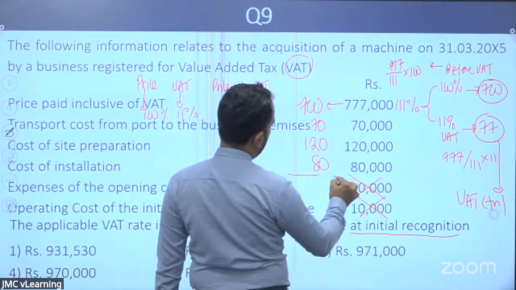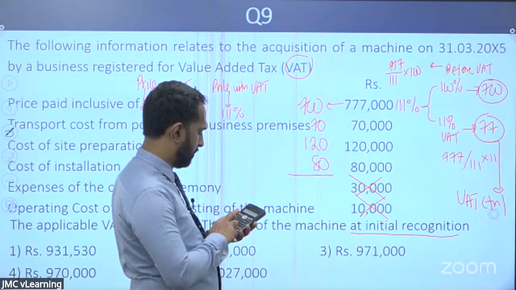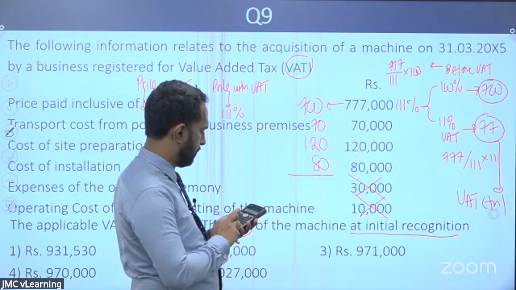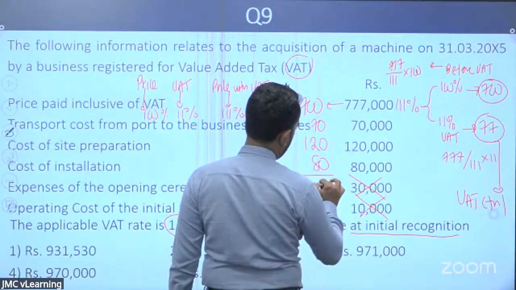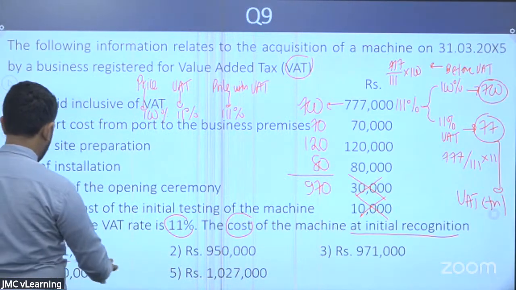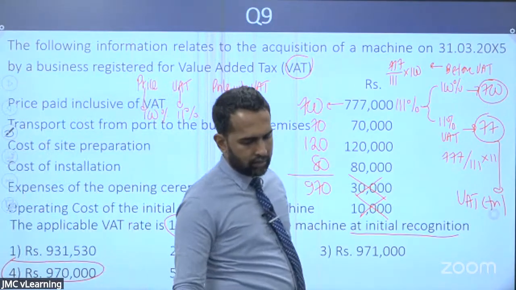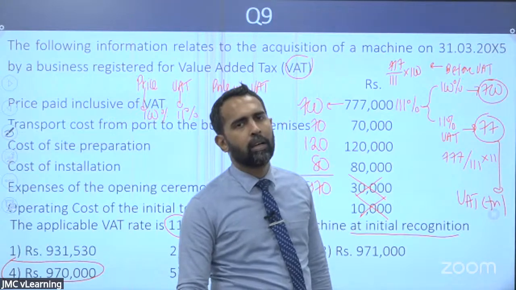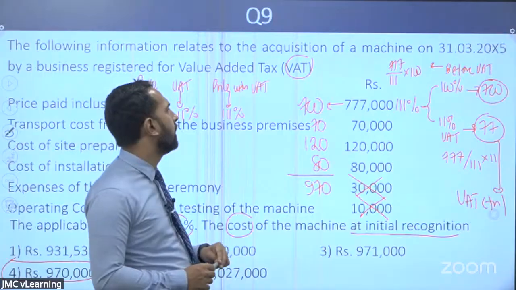Then you can take the total now. So I'm getting an answer of 970. So 970, the fourth one is the correct answer. I hope you got the idea.